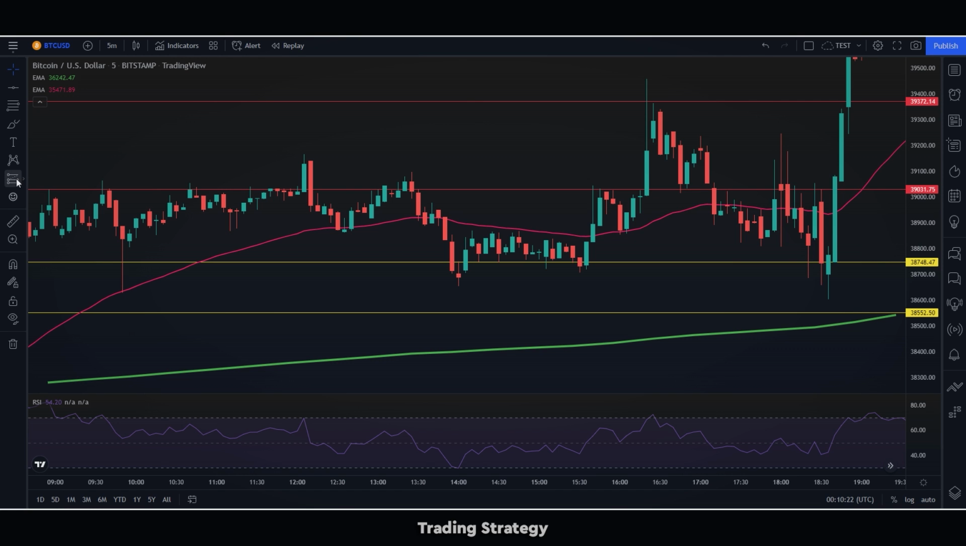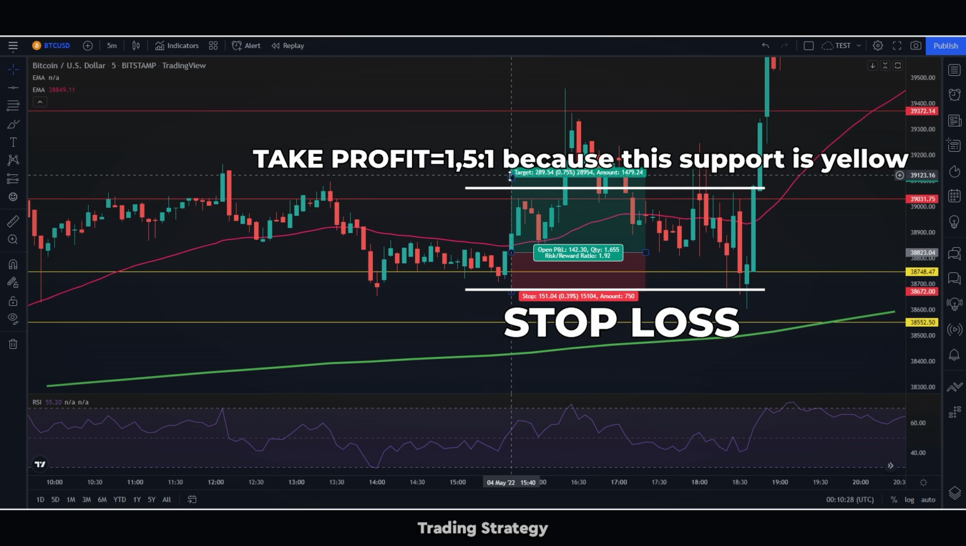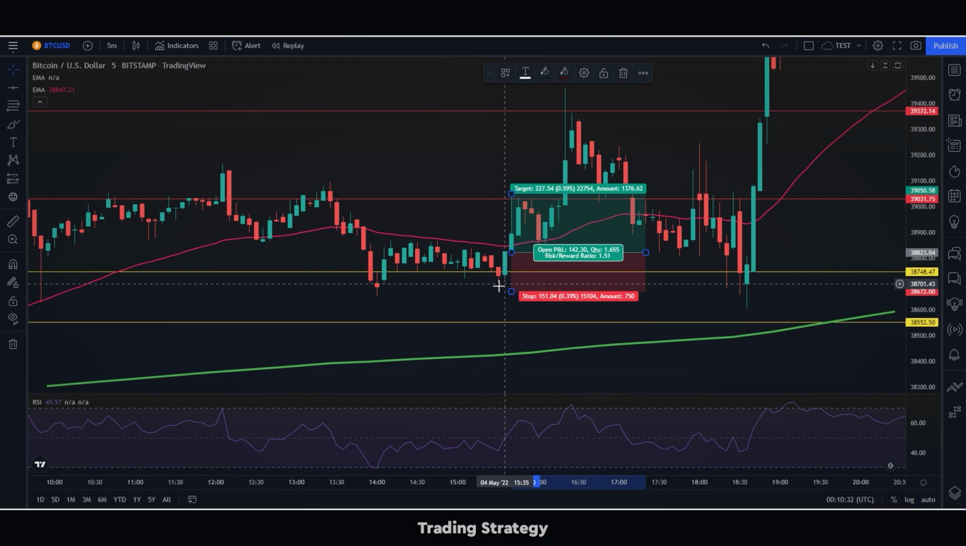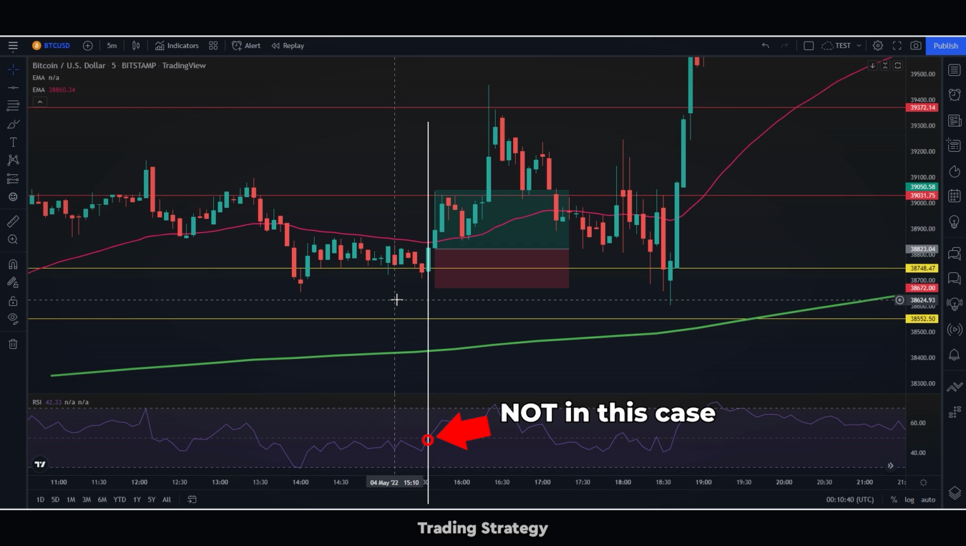We will place the stop loss below this pattern, and the take profit in a risk-benefit ratio of 2:1 in case the support is red, or a risk-benefit ratio of 1.5:1 in case the support is yellow. For greater security, we can check if at the point where the pattern was formed, the RSI is in the 30 zone, but this is optional for greater security.